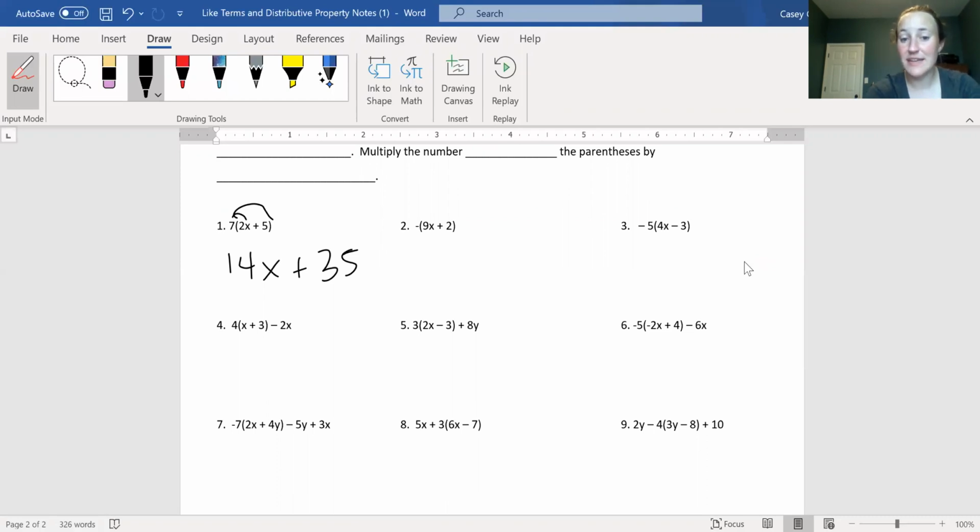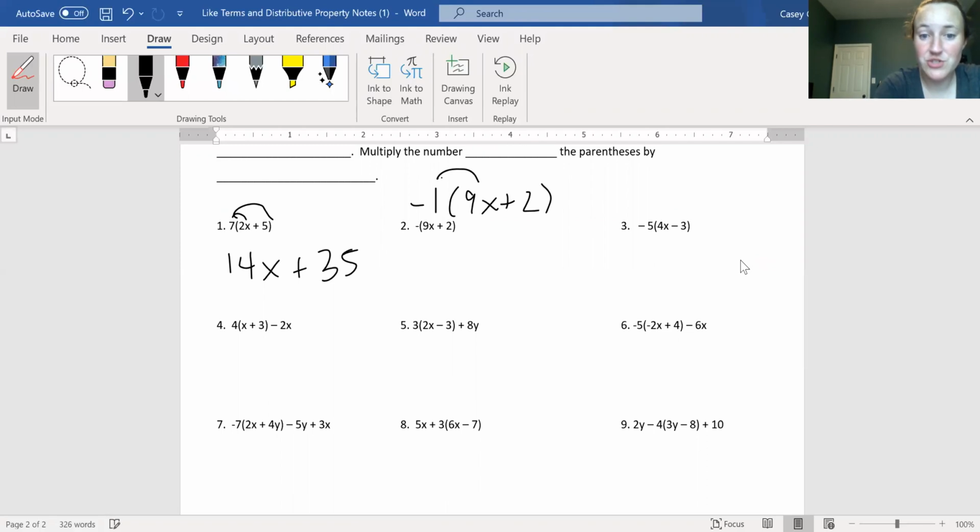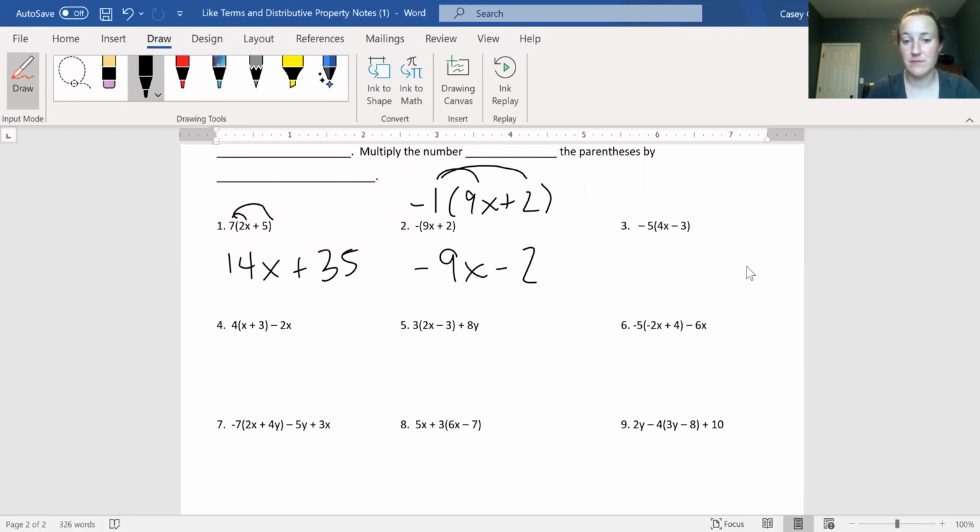Okay. On the second one, we've got a negative outside. If you need to, put that imaginary 1, guys. So this is really -1 times the quantity 9x plus 2. We're going to distribute that -1 to everything inside. -1 times 9x is going to be -9x. -1 times 2 is going to be -2. Those are not like terms. I cannot put them together. That is my final answer.